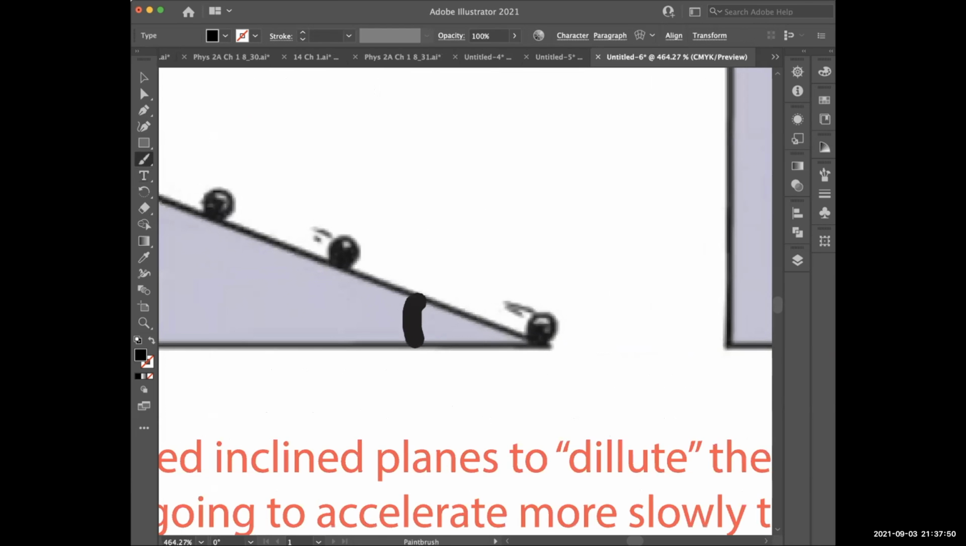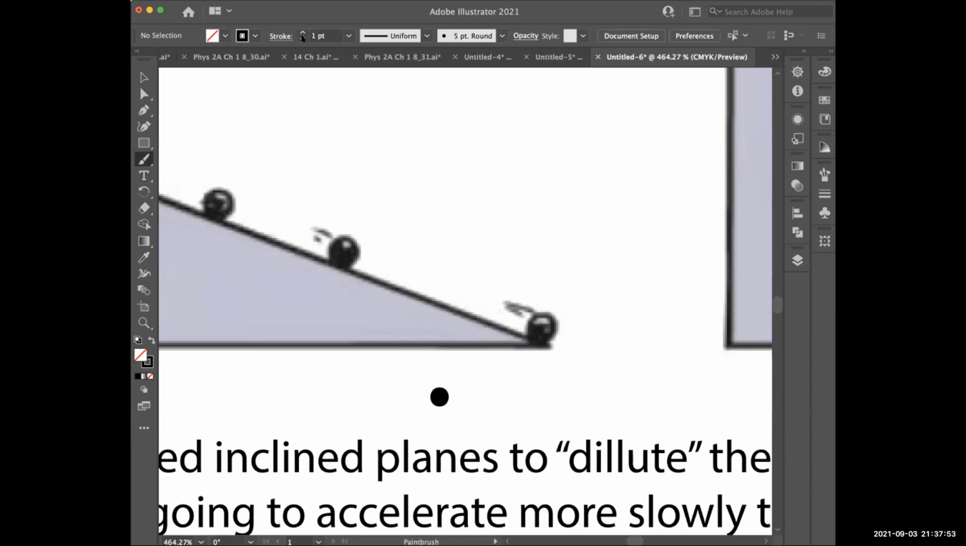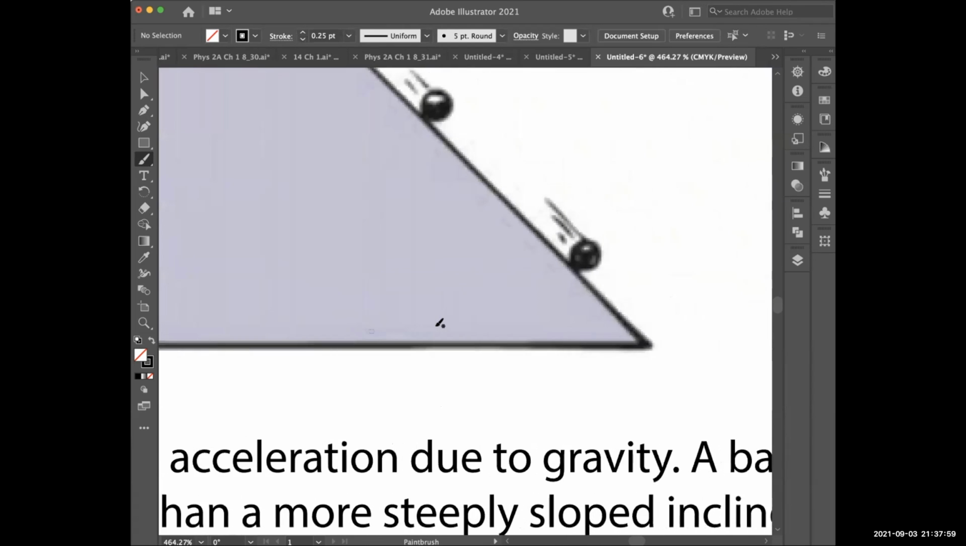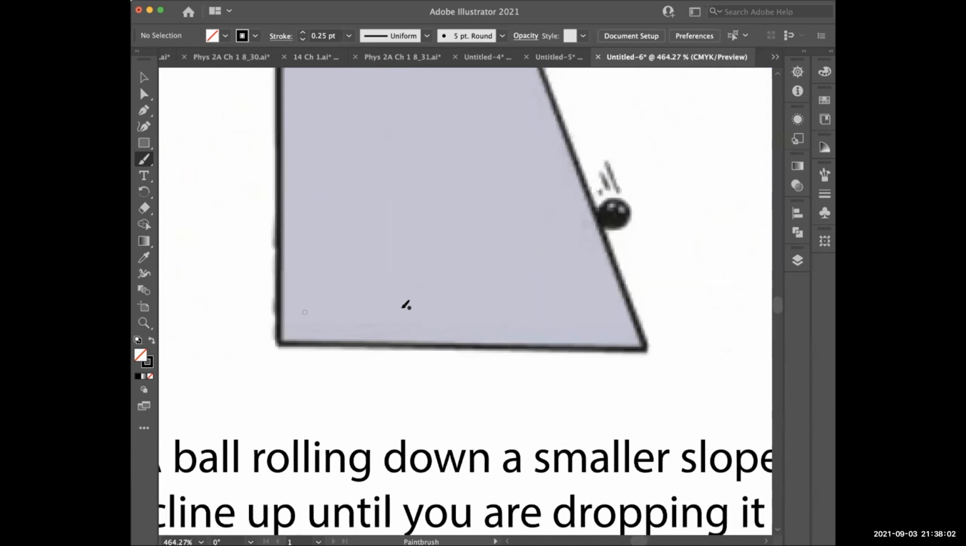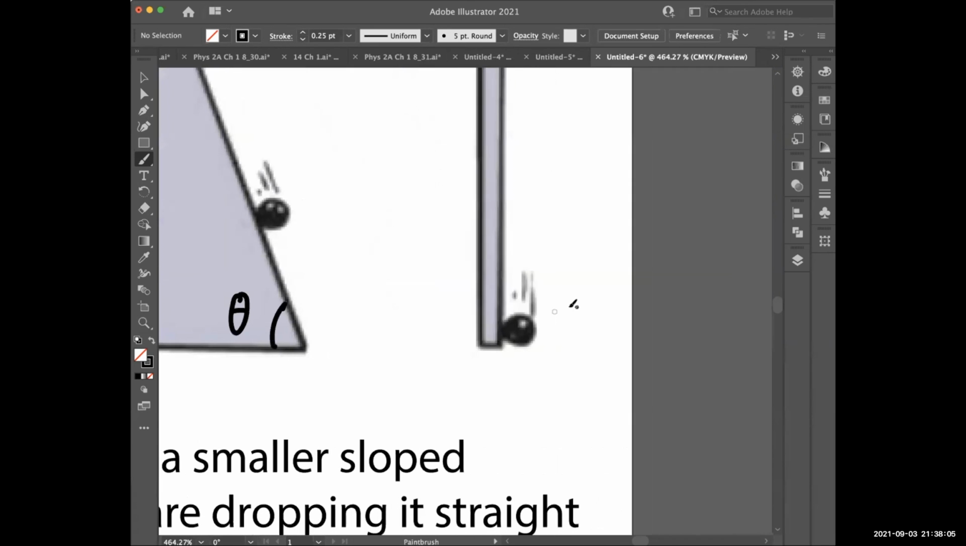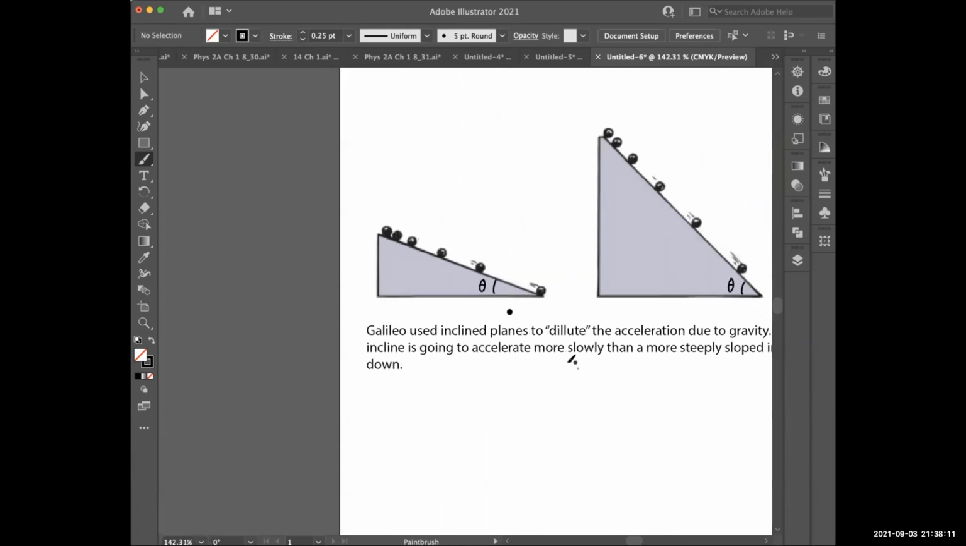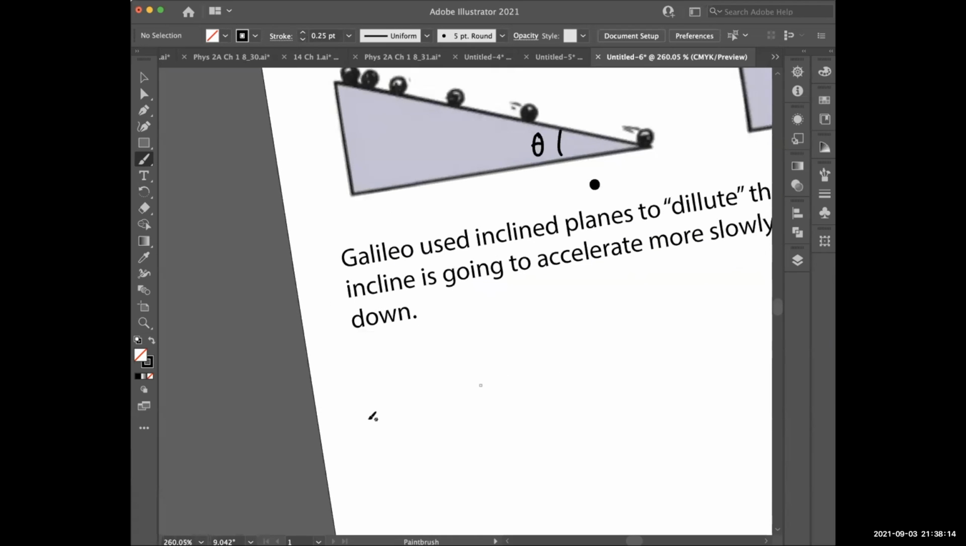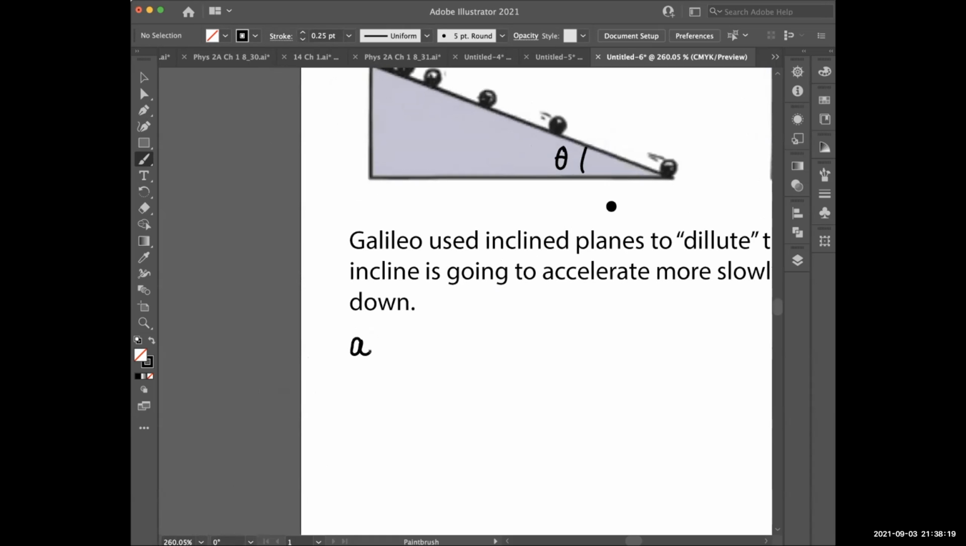So if I do a little bit thinner, if I do a dot, make it smaller right here. If this is the angle theta here, these are all angle theta. And this would be theta equals 90 degrees. So the acceleration down the incline is going to equal the acceleration due to gravity times sine of theta. So when theta equals 90 degrees, sine theta is 1, so it's going to be just g.